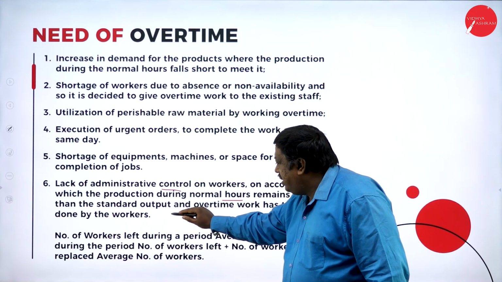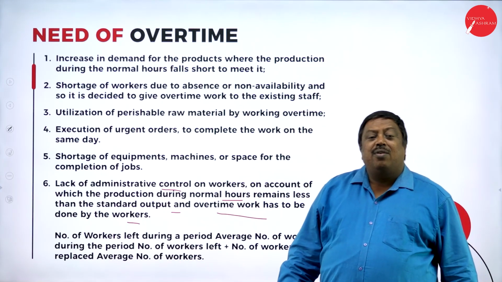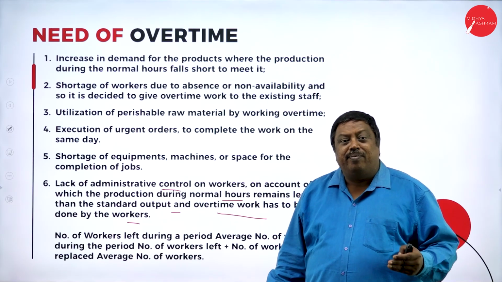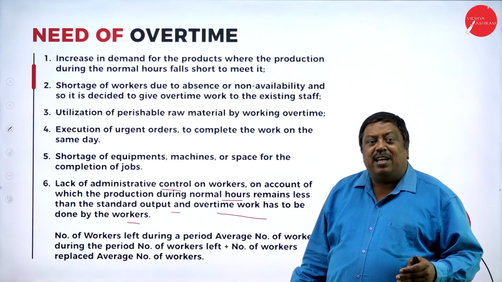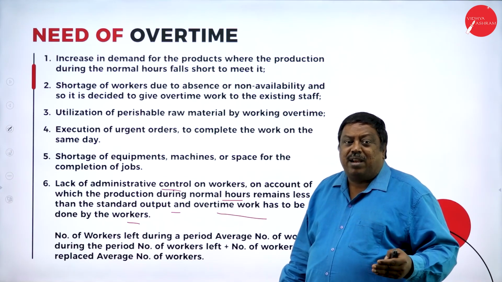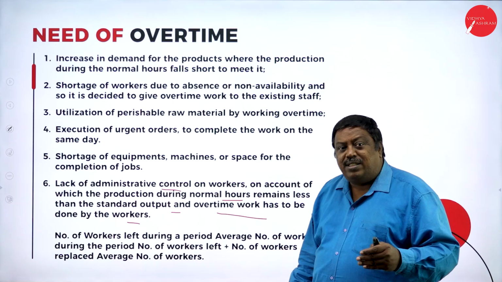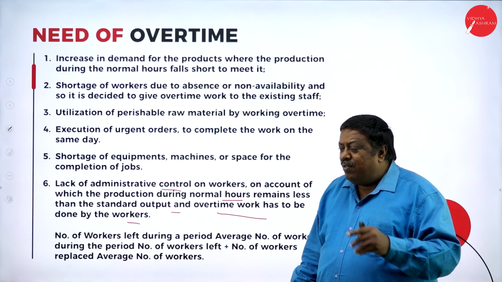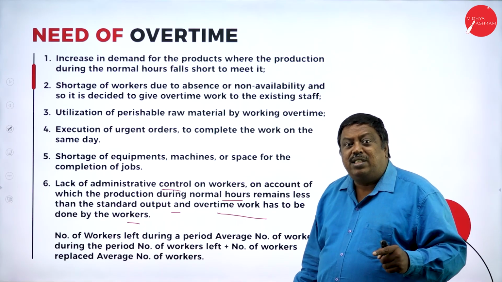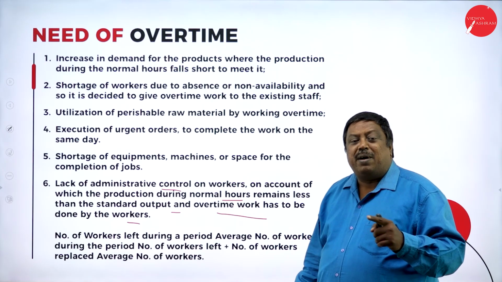Now, lack of administrative control on workers, on account of which the production during normal hours remains less than the standard output, and overtime work has to be done by the workers. They're saying that when the administrative department is not controlling properly during actual working hours and the standard which they have fixed here, at that time the overtime may be required, and during that time they have to take the work from the employees. Later they have to say that if it's going to continue in the same manner from next time onwards, the wages will not be paid for the additional hours they worked, because it is not required for the organization for an employee to work for more than 8 hours.